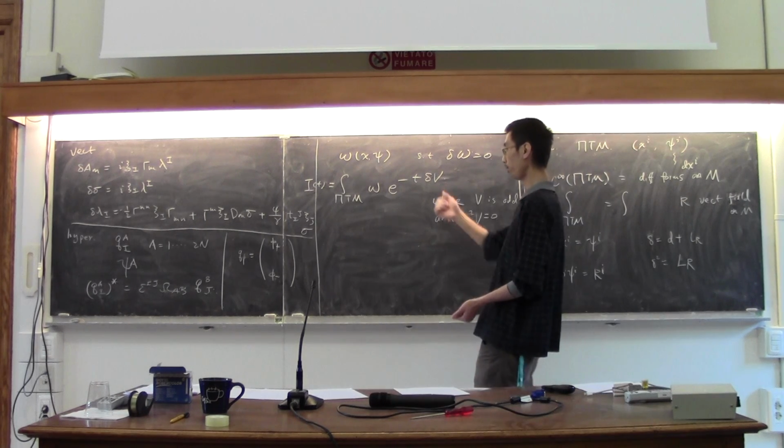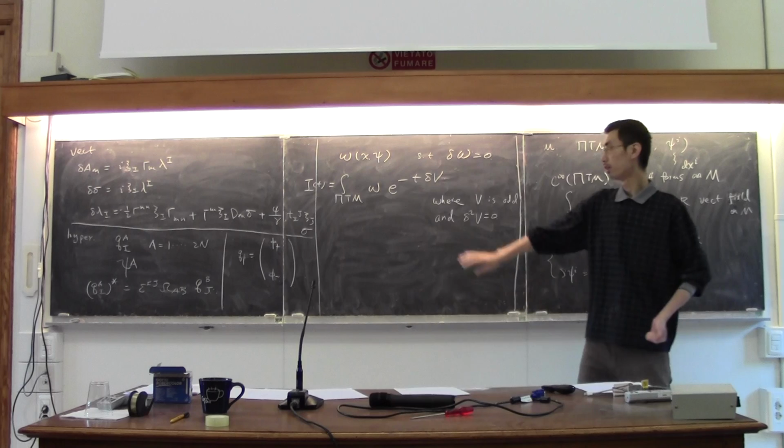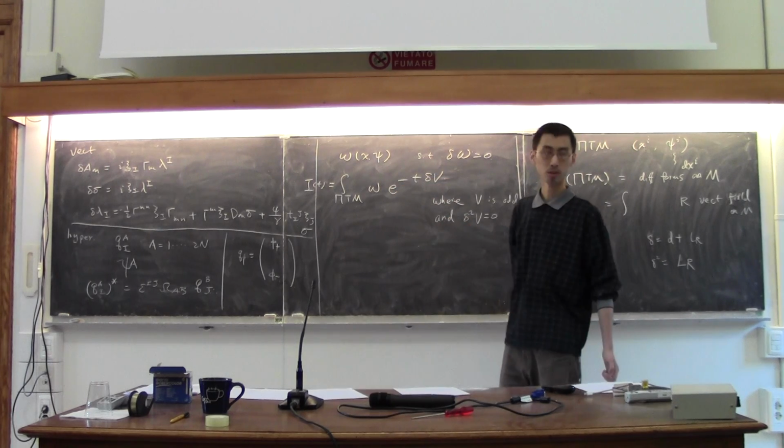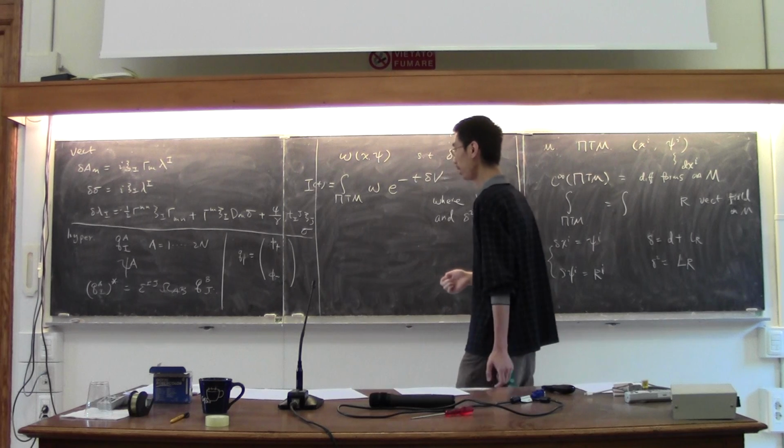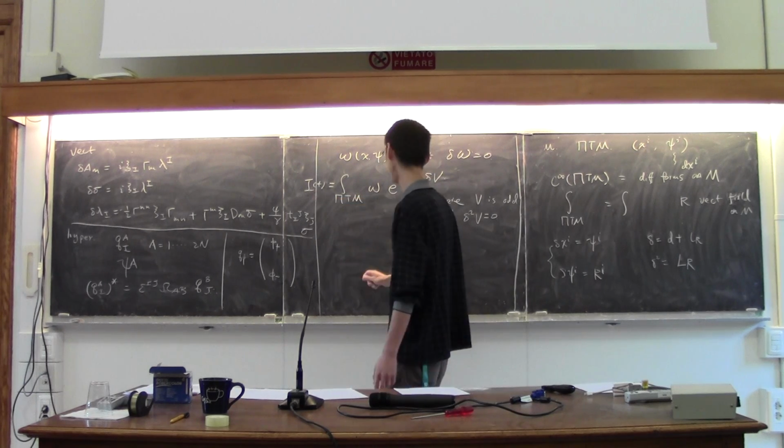First of all, it's obvious that if you set t equal to 0, you remove this term, you get the original integral back. Now let's look at what happens if we change t. Let's differentiate with respect to t here.